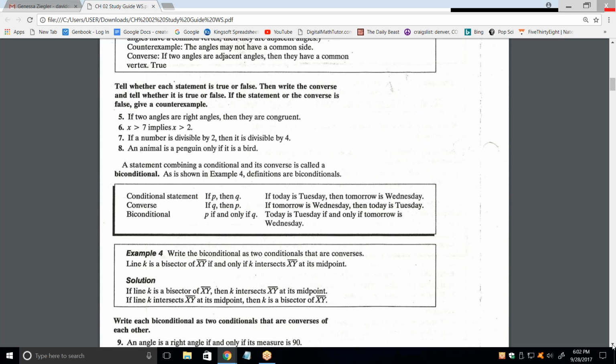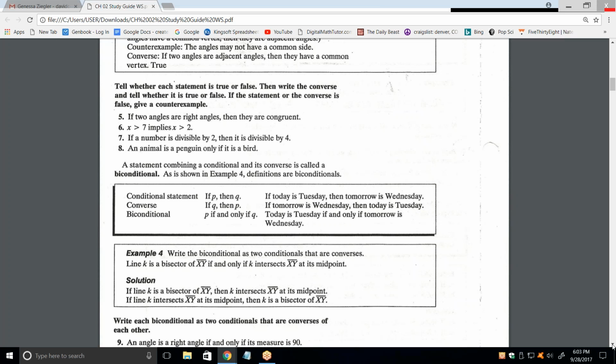Yes. Or, wait, no. That's false. Okay, I agree. That's true. If x is greater than 7, then it has to be greater than 2. There's no way x could be greater than 7 without it being greater than 2. Now what's the converse say? If x is greater than 2, then it's greater than 7. Okay, is that true or false? It's true. No. No, the converse is false.